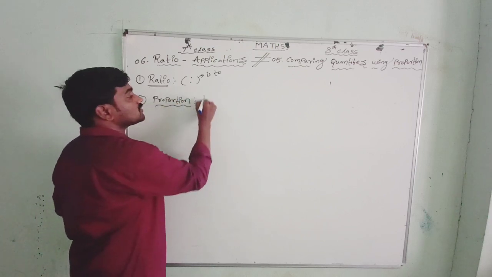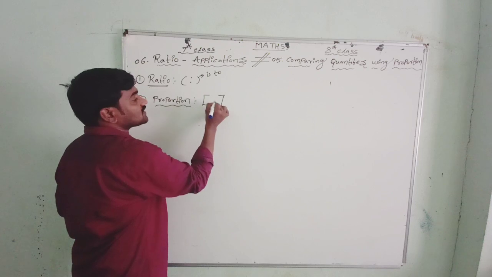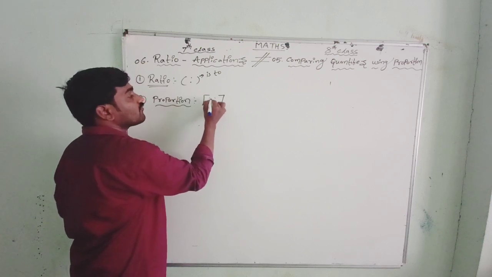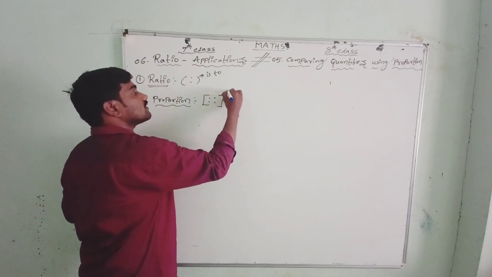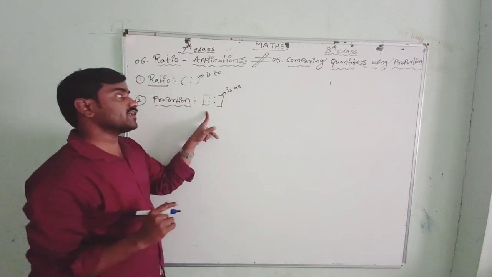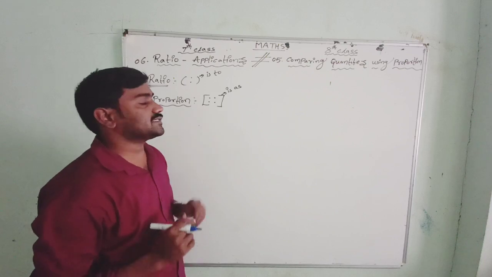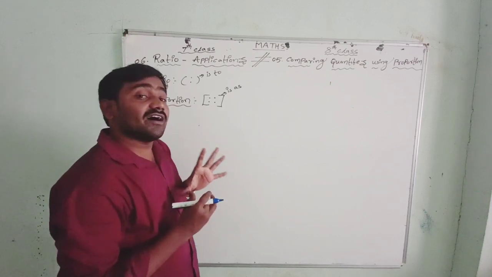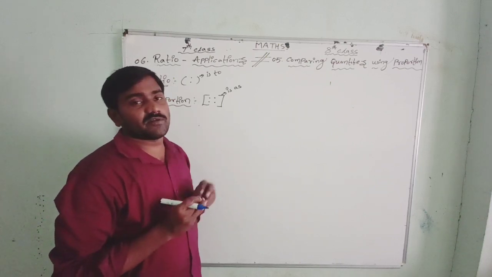Proportion. Proportion is denoted by "is as". There are four dots here. "Is as." You also write this. Proportion is denoted by "is as". In the definition you mention this. Okay. Then equality of two ratios is known as the proportion.